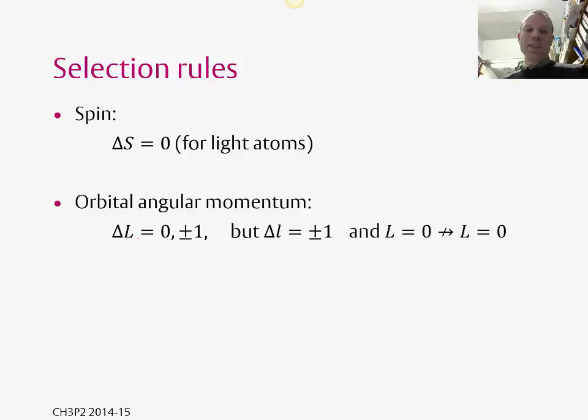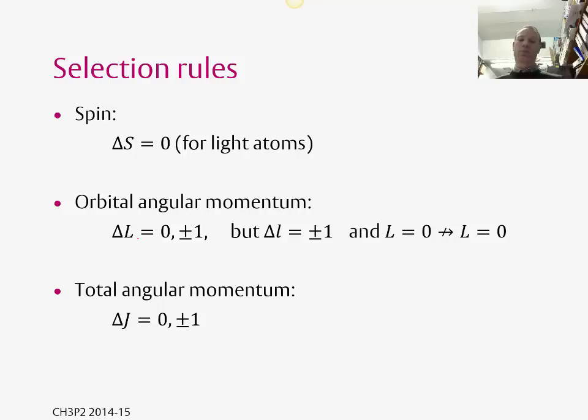For the orbital angular momentum component, delta L can equal 0 or plus or minus 1. But then we have the additional restrictions that delta little l has to be plus or minus 1, and additionally that we can't have transitions going from L equals 0 to L equals 0. So we don't have S to S transitions. Finally, there's a selection rule for the total angular momentum: delta J, capital J, has to equal 0 or plus or minus 1.